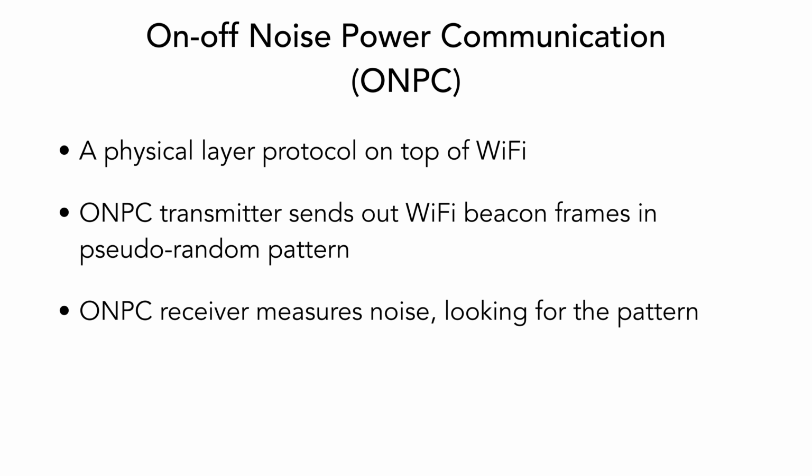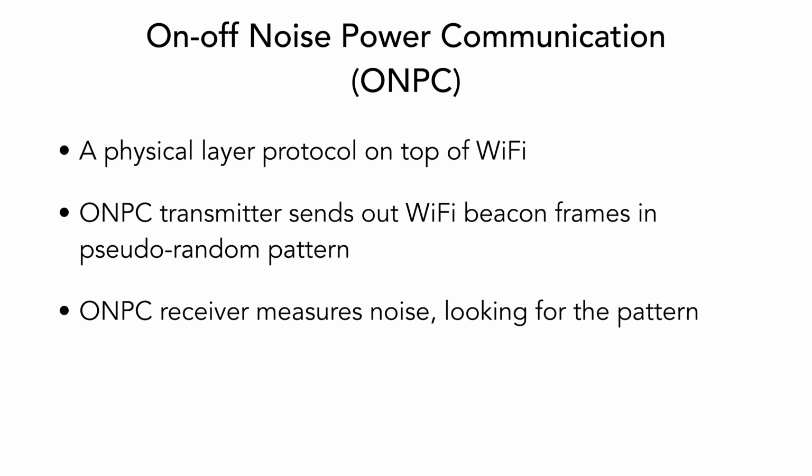So ONPC is a physical layer protocol on top of Wi-Fi. It's the first that I know of any protocol that's a physical layer protocol, but on top of another physical layer protocol, which is kind of cool. So what the ONPC transmitter does is it sends out beacon frames. It really could actually be any Wi-Fi frame, but beacon frames are relatively harmless and just well known, and people tend to ignore them if they don't know what they're for. So it's not a big deal.